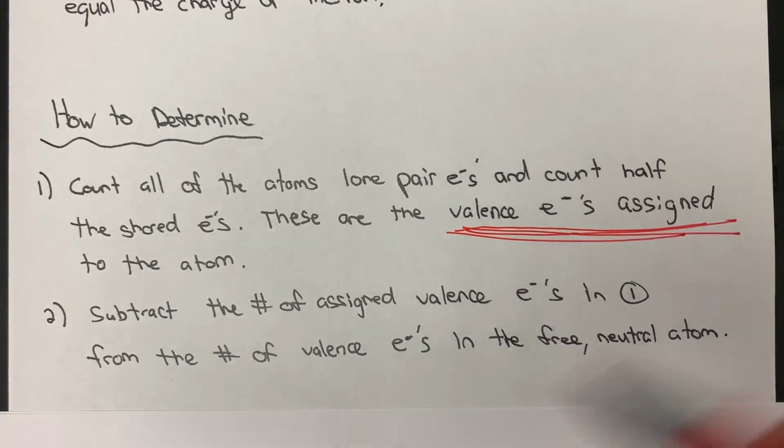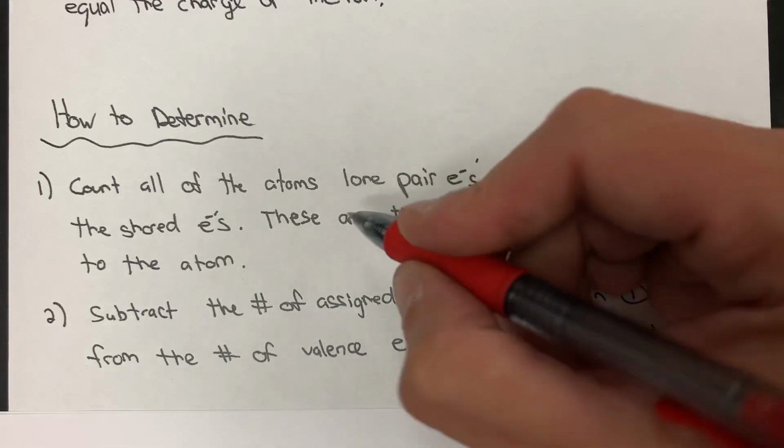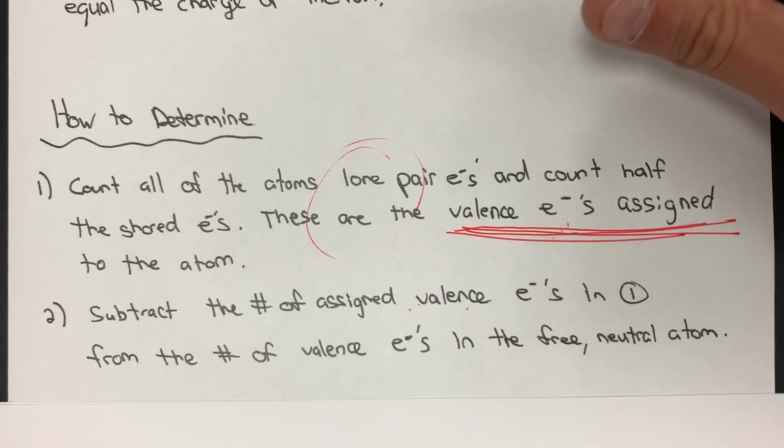What we will do is subtract the number of assigned electrons that we just determined, via this method in step 1, from the number of valence electrons in the free neutral atoms. All we'll do is take a look at that outer valence shell, and either we can revert back to the electron configuration, or we can just take a look at the column that atom resides in on the periodic table, okay?